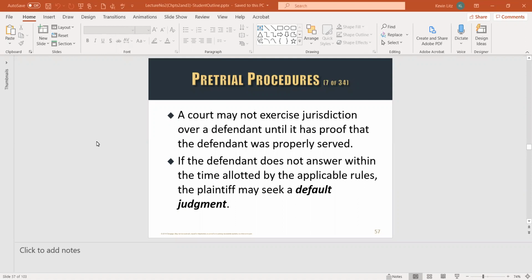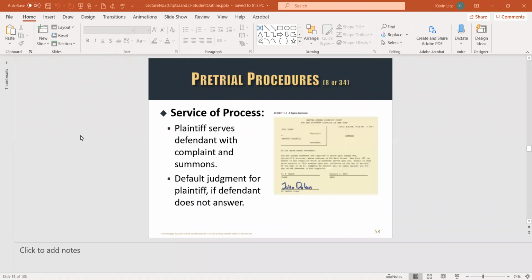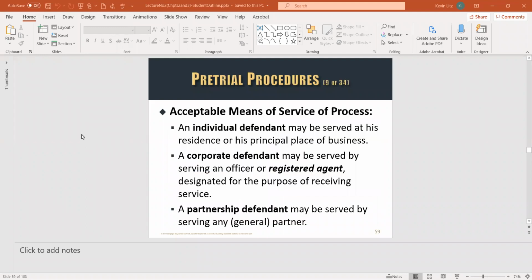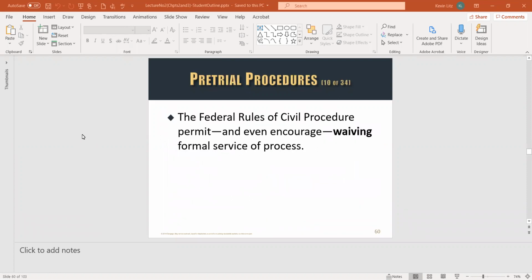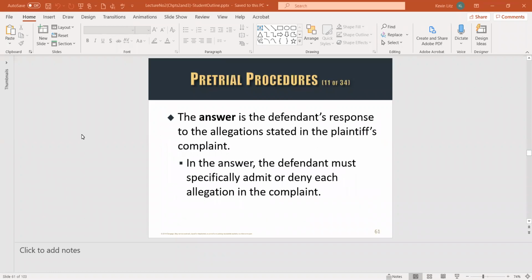We talked about service. If you don't answer, I can get default judgment. Here's the summons. So here's the service of process. Here's an example saying, hey, I served this person at this time, this date. I'll let you read through how one can provide service.